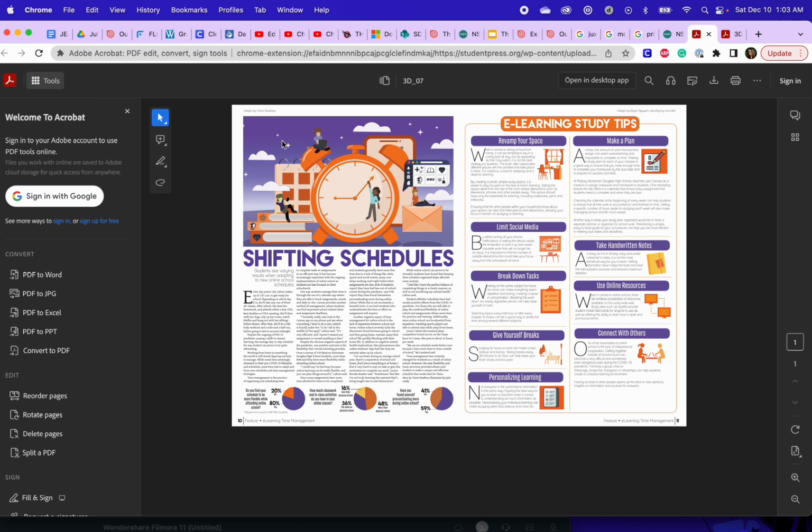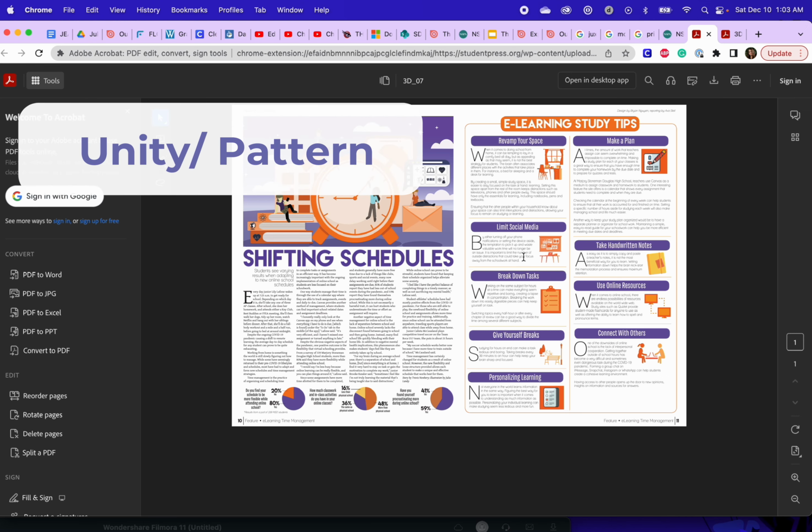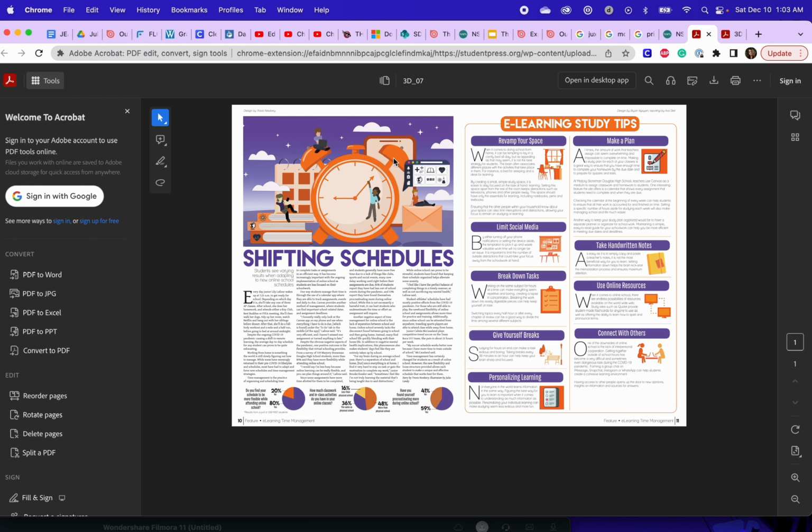So, this design right here is good because it has that sense of unity and pattern by having the same style repeating over and over again with this nice little infographic. And it also has hierarchy. Now, these two pages don't interact with each other in the way that I'd like them to, but then again, I'm way more critical of this because I've looked at it a million times.